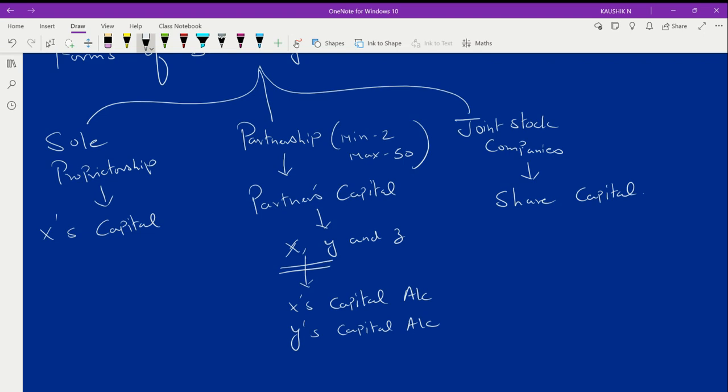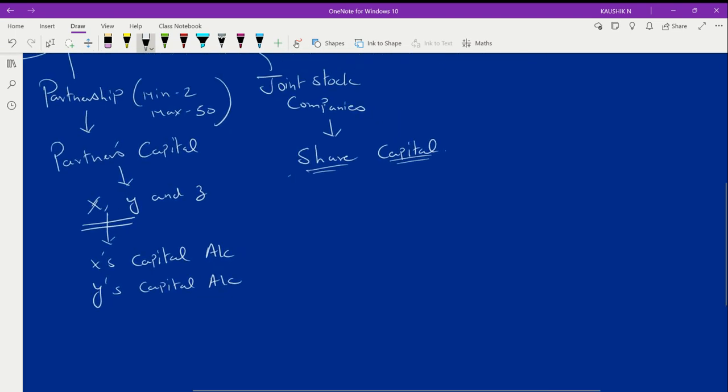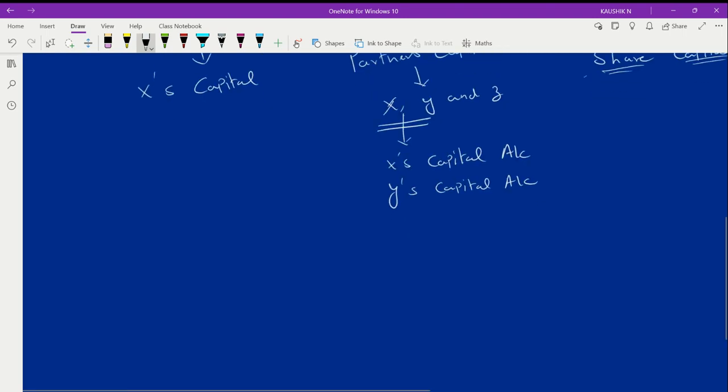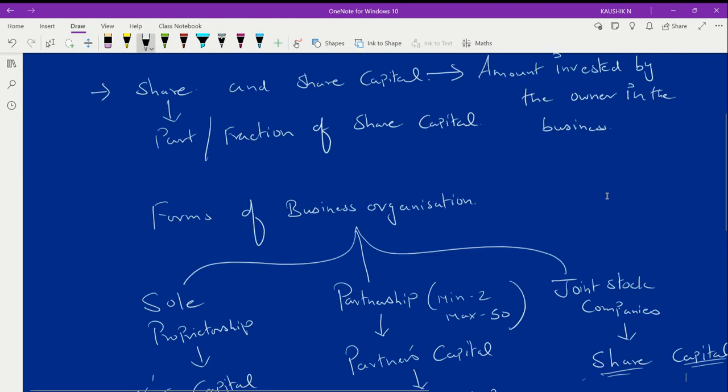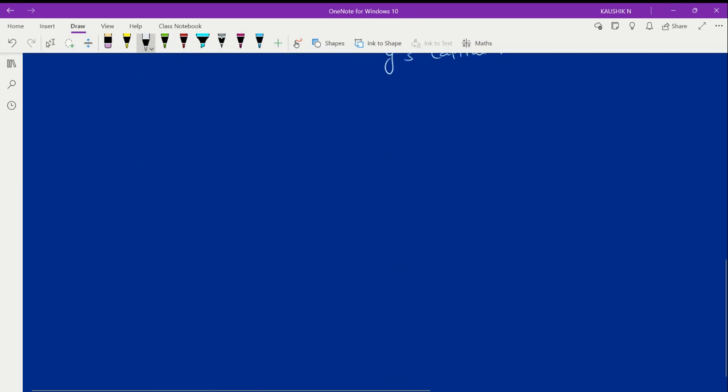So here we have the term share capital, and share is nothing but a fraction or a portion of the capital, and since it is shared by many people, you call it share capital. Any doubt up to these terms? Okay, now you have understood what is share and what is share capital. Let me make you understand some other terms which you come across in this topic.